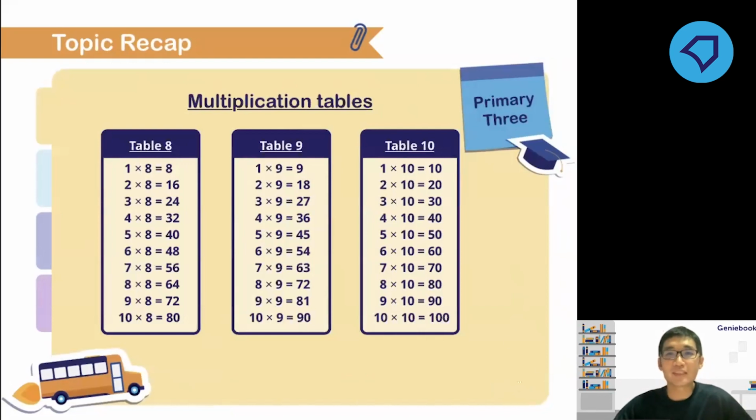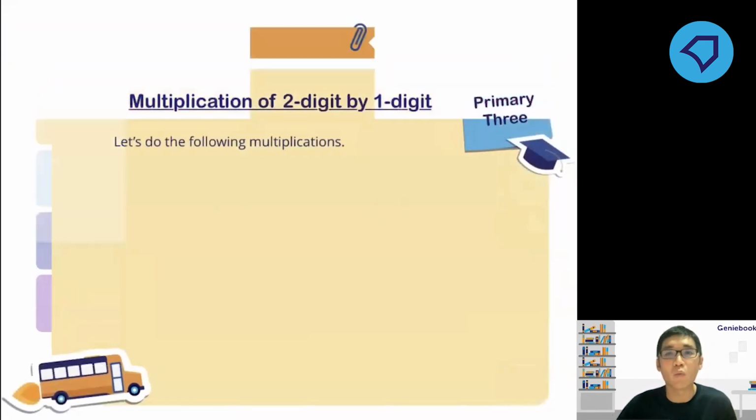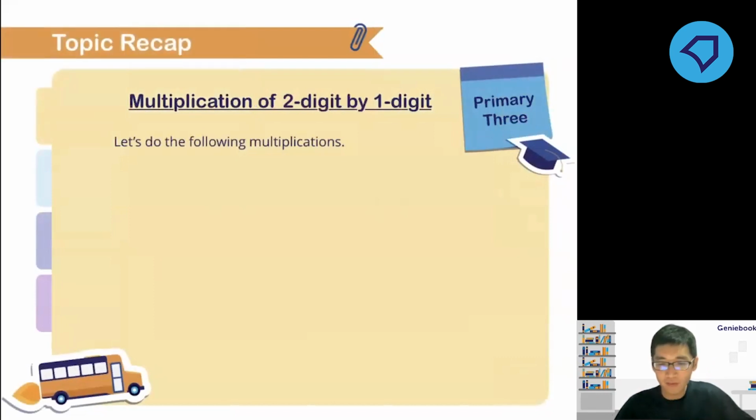Okay, so yep, we have 10, 20, 30, 40, 50, 60, 70, 80, 90, and of course, 100. All right, so that's your multiples of 10. Okay, so with that, let's take a look at the multiplication of a 2-digit by a 1-digit. Are you guys ready for this? Okay, let's take a look at the first one.